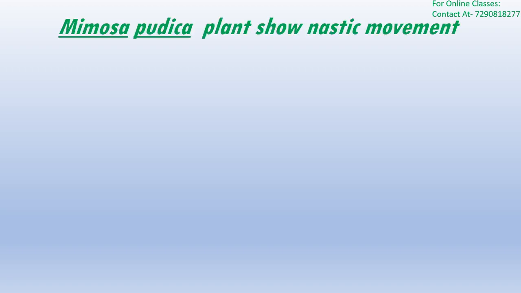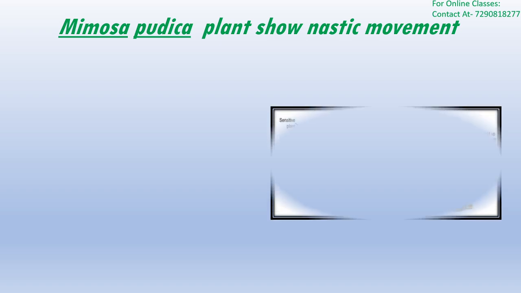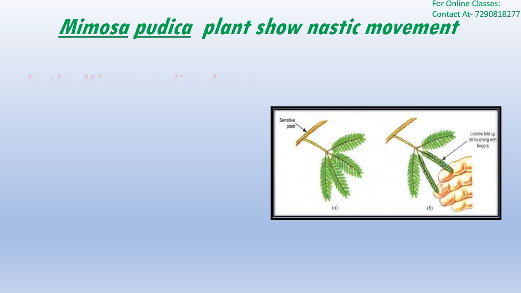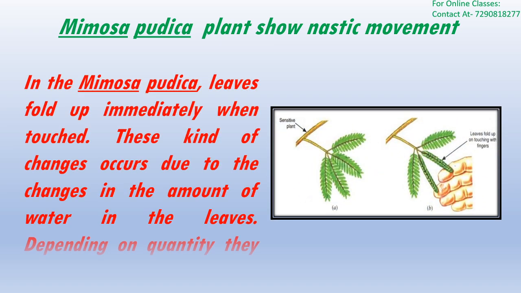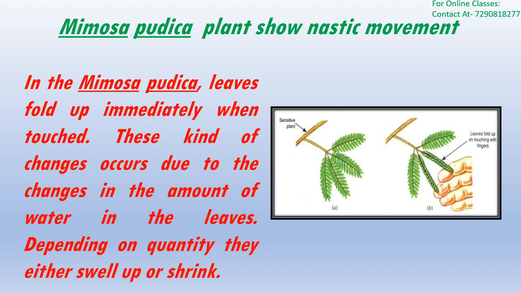Students, the most common example of nastic movement is the Mimosa pudica plant, which is commonly called the touch-me-not plant. In the Mimosa pudica plant, leaves fold up immediately when touched. These kinds of changes occur due to the changes in the amount of water in the leaves. Depending on the quantity, they either swell up or shrink.